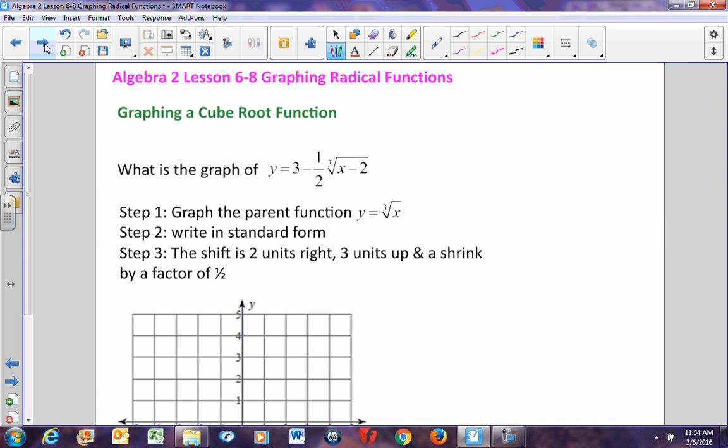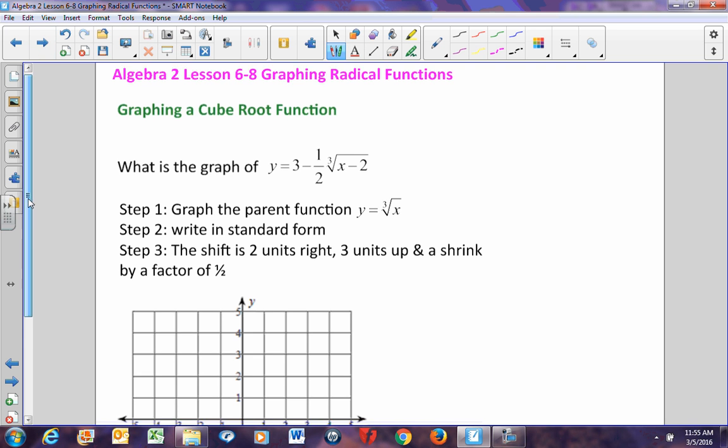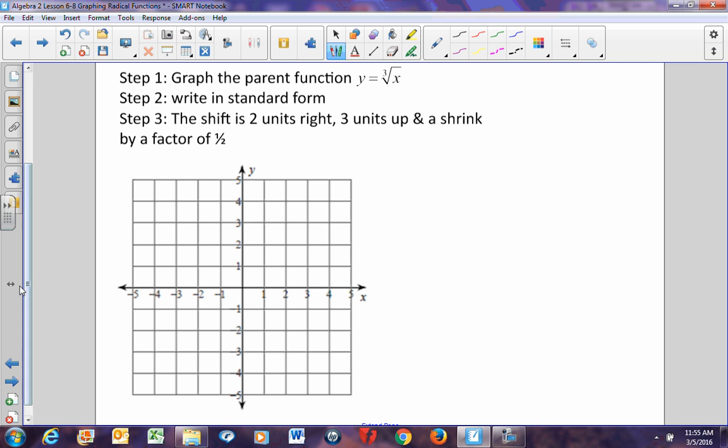All right, so what is the graph of y equals 3 minus 1 half cube root of x minus 2? You're like, oh, that's really quite complex. Well, let's graph first y equals the cube root of x. And that might not be too easy to do without having a little bit of a table. So if I was to graph the cube root of x, I'm going to make a little table here. y equals the cube root of x.